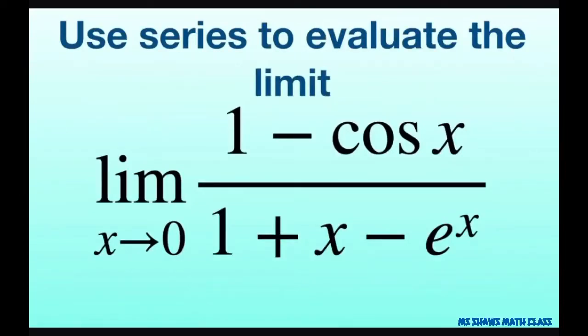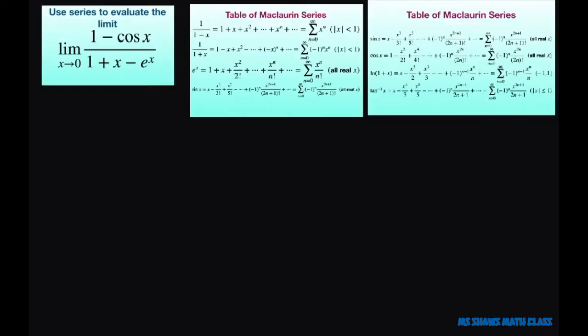Hi everyone, we're going to use series to evaluate the limit as x approaches 0 of (1 minus cosine of x) divided by (1 plus x minus e to the power of x). So we're going to use our table of Maclaurin series. We have cosine of x, it's right here. I'm going to write it bigger for you. And for e to the power of x, it's right here.